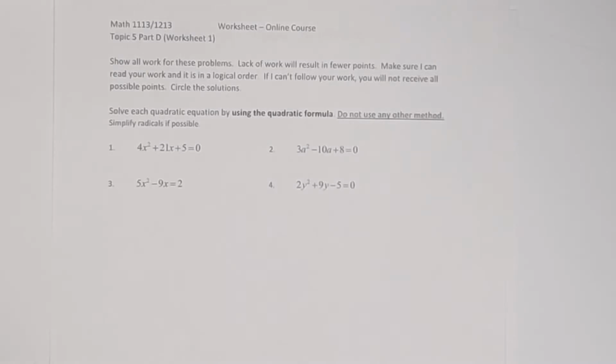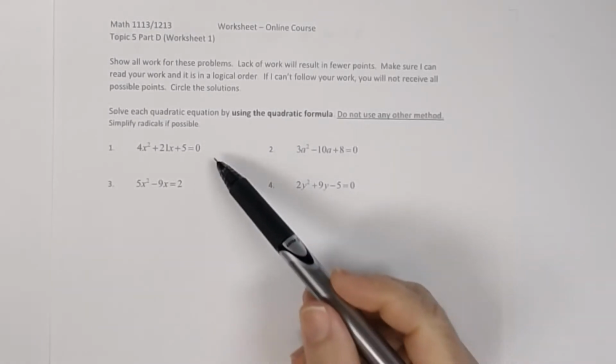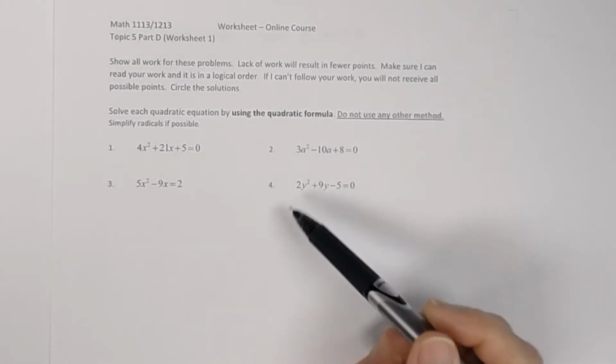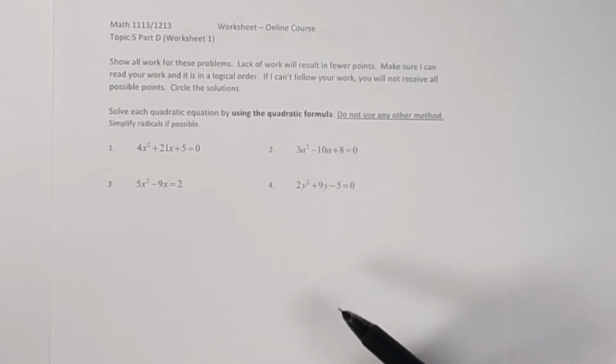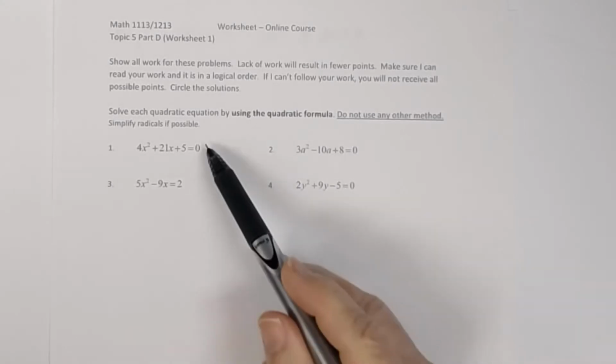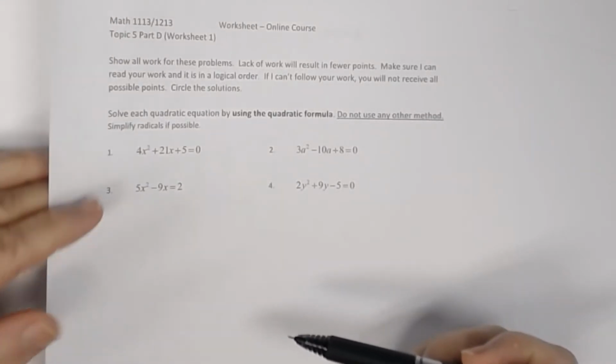This is a key to the worksheet on topic 5, part D. And on this worksheet, you're solving each of these quadratic equations. And you're going to do this using the quadratic formula. And again, notice it says do not use any other method. And then simplify the radicals if possible. Okay, so let's look at number 1.